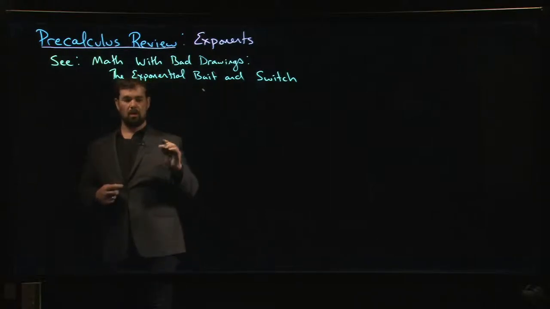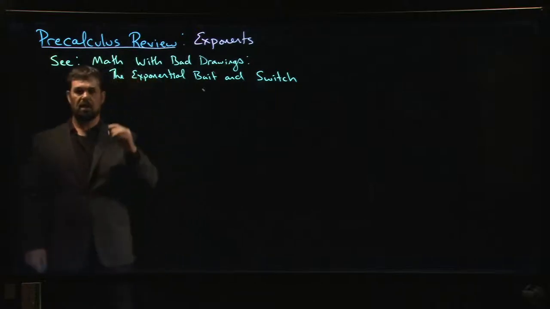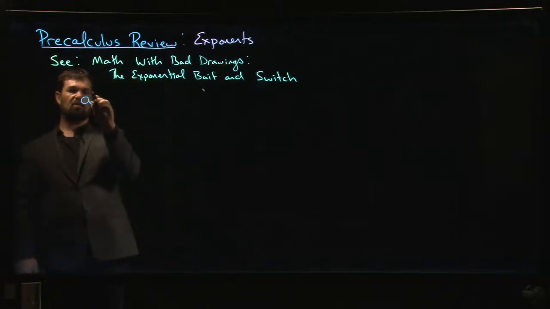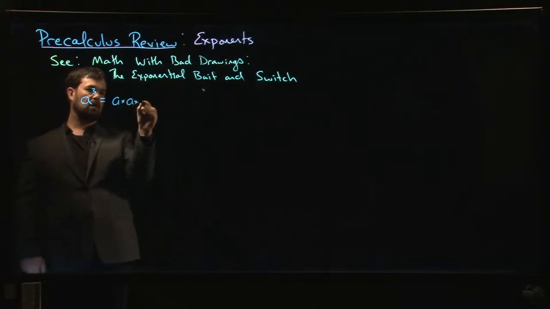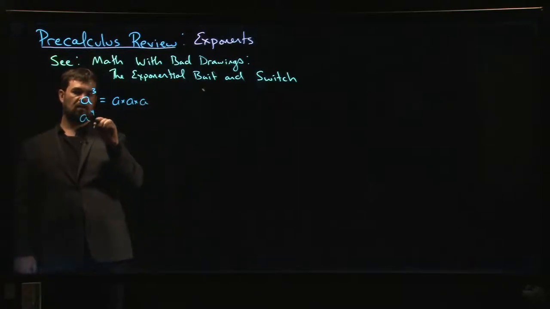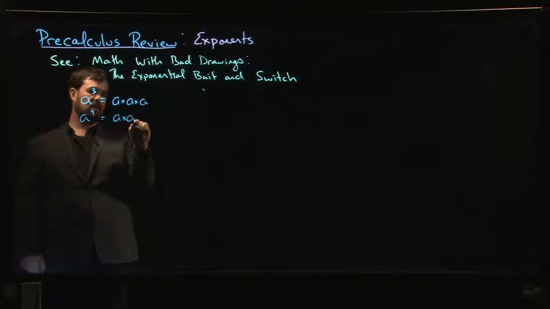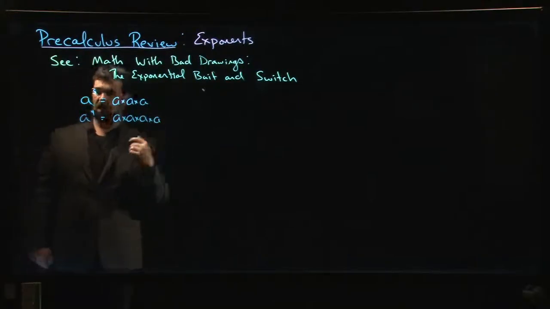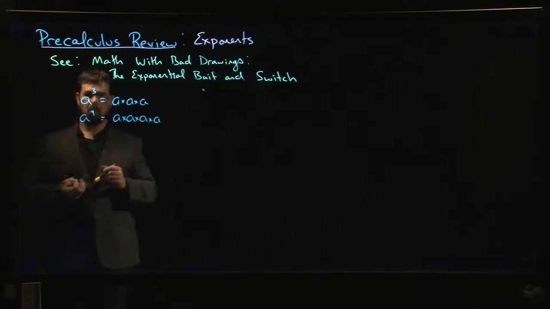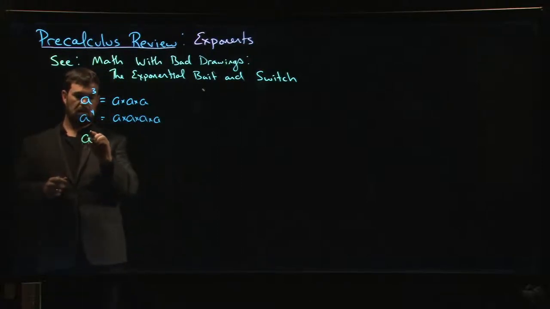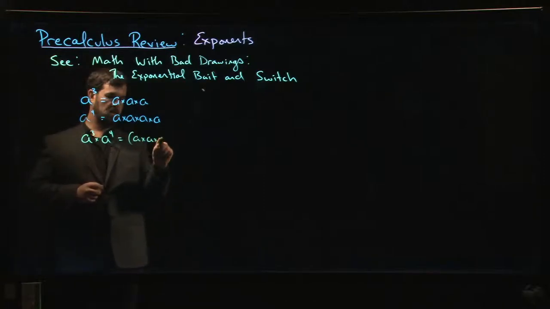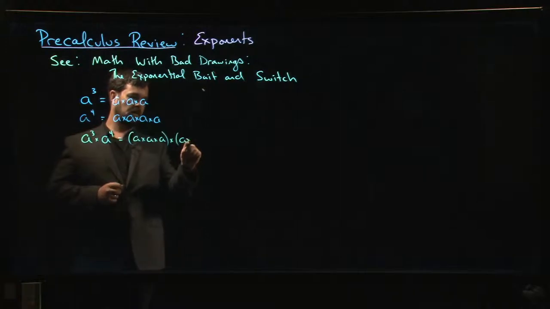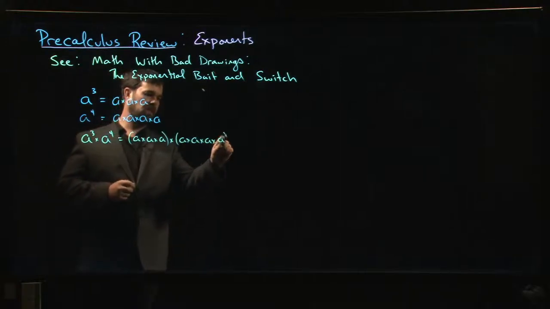And the same thing happens with exponents. Somebody says, oh, exponents are repeated multiplication. So they say, well, a cubed just means a times a times a, and a to the 4 just means a times a times a times a. And so it stands to reason that if you want to do a cubed times a to the 4, well, that's a times a times a times a times a times a times a.